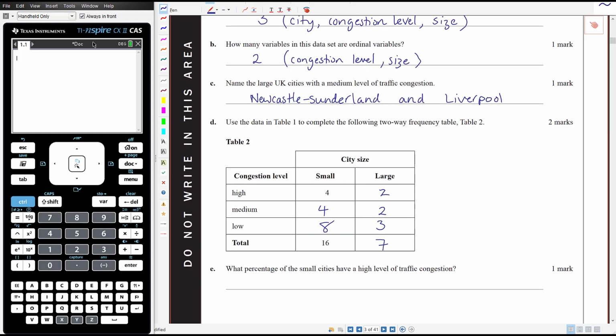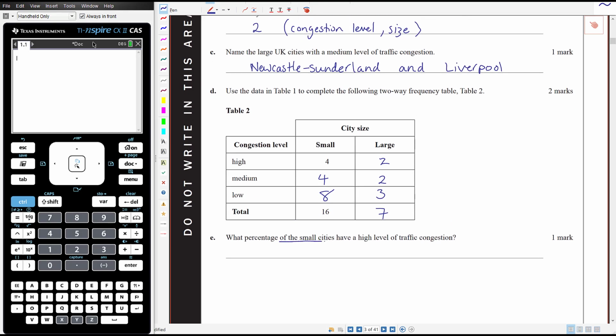So what percentage of the small cities have a high level of traffic congestion? Of the small cities, your denominator is the total number of small cities, which is 16. Out of the 16 cities, how many have a high level of traffic congestion? That is 4 out of 16. Changing that to a percentage, 4/16 is a quarter, so that's 25%. But again, you can get your CAS to do it for you: 4 over 16 times 100, 25%.